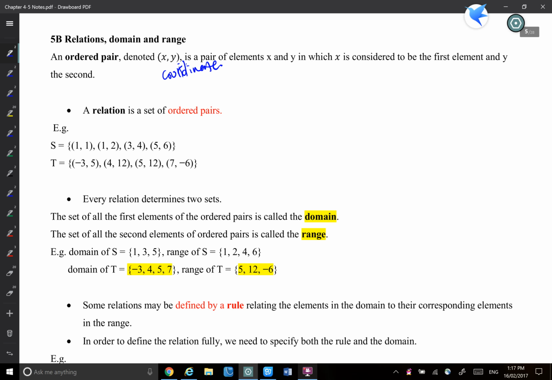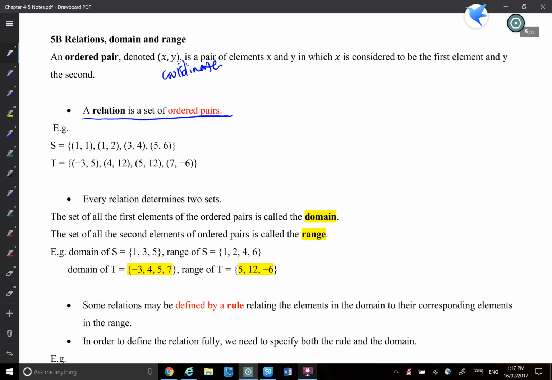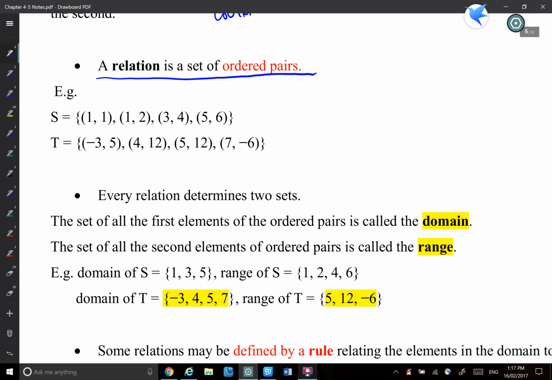So what is a relation? Definition of relation is a set of ordered pairs. Relation is a collection of ordered pairs. Each coordinate is one ordered pair. So a collection of ordered pairs, we use the curly bracket and the elements will be coordinates. See the S equals to set notation (1, 1), (1, 2), (3, 4), and (4, 5). It's a collection of 4 points. Each coordinate will determine a point. So S is a set that collects 4 points. T will be the same, a collection of 4 points as well.